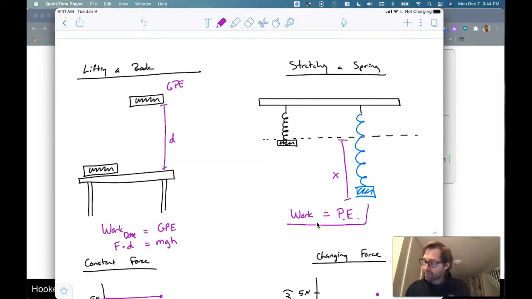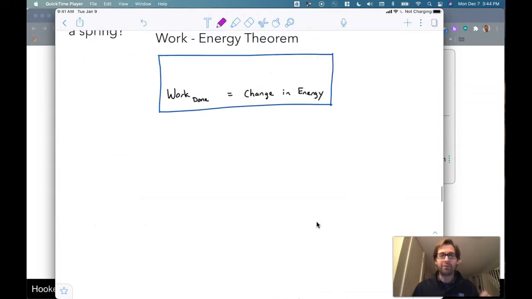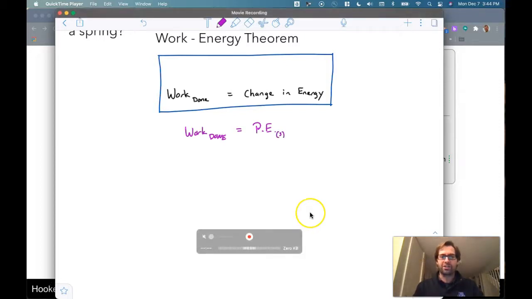The work done on that spring is equal to the stored potential energy of the spring. I'm going to rewrite this just slightly, and say that the work done, in this case when we're talking about the spring, is equal to the potential energy of the spring. I'll just put a little S after this so we know we're talking about the potential energy of the spring.